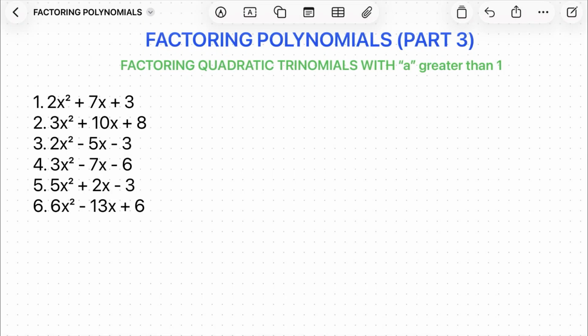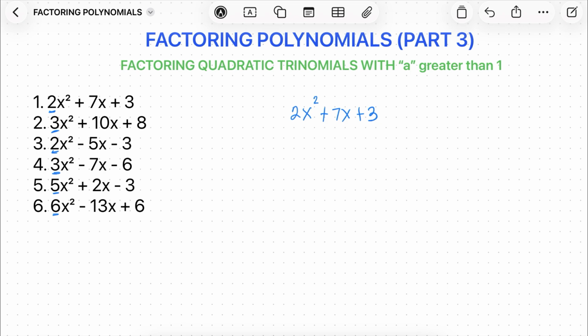In this video, we will continue our series on factoring polynomials, particularly on quadratic trinomials with a value of a greater than 1. So let's move directly to our first example. We have 2x squared plus 7x plus 3.